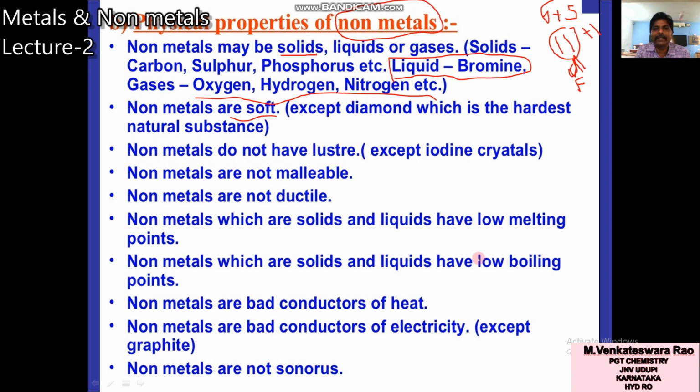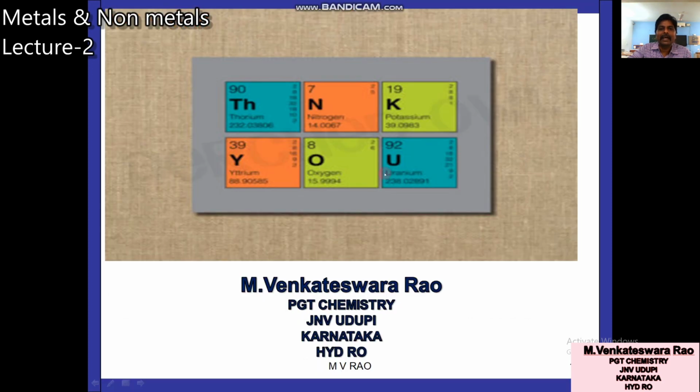In the periodic table, where are these non-metals located? Metals are located on the left hand side, non-metals are located on the right hand side. So it is about physical properties. Now in the next class I will explain about chemical properties of metals. Okay, thank you.